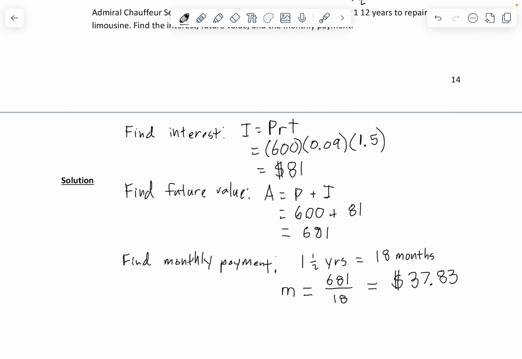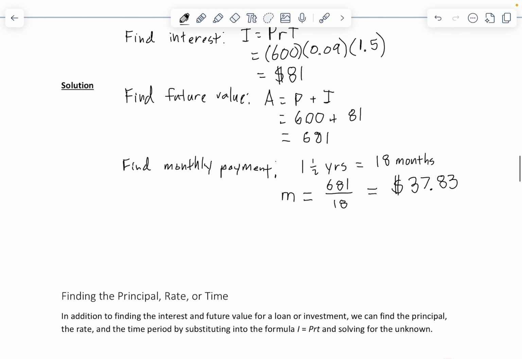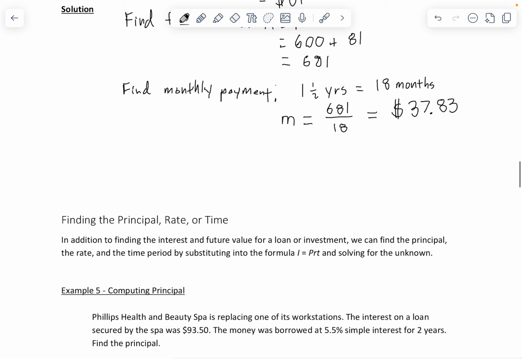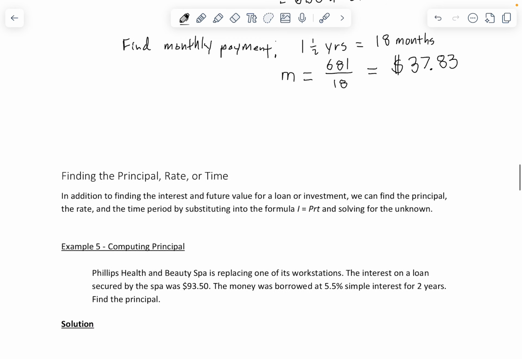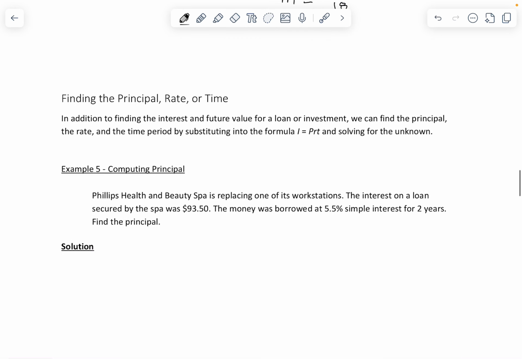So far we've used the simple interest formula really just to find the interest. But you can also use that formula to find the principal or the rate. Basically, the formula gives a relationship between four quantities: the interest, the principal, the rate, and the time. If you know any three of those, you can find the last one using this formula. So let's look at an example where we find the principal.